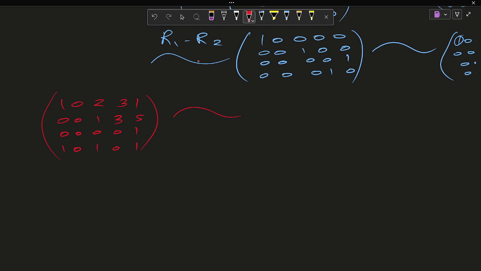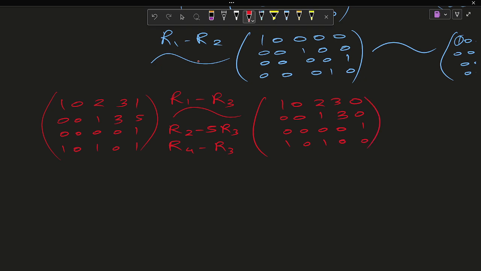So what can be done here, that I want to clear the column 5 firstly, so we can do r1 minus r3, again r2 minus 5 r3, and r4 minus r3. Then we will get 1 0 2 3 0, and there will be 0 0 1 3 0 and 0 0 0 0 1. Then we will get 1 0 1 0 0.